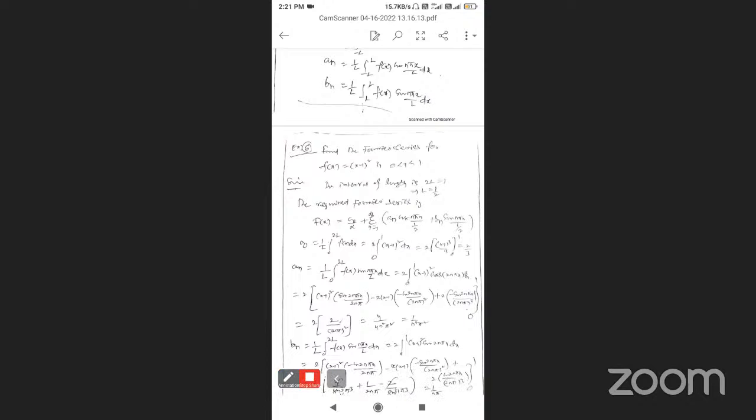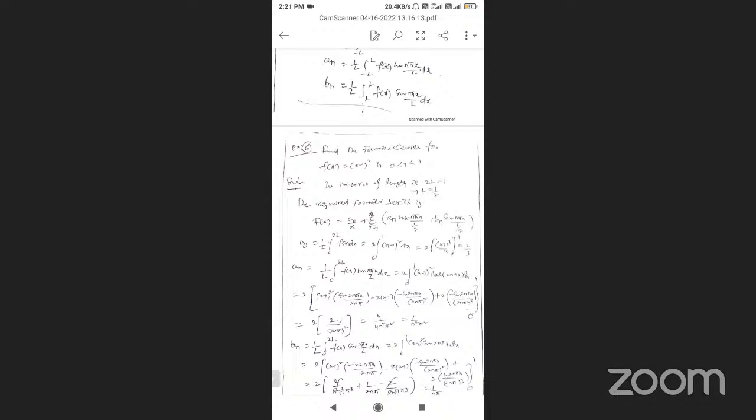Again the b n value. b n value is 1 by L integration 0 to 2L f of x into sin n pi x by L. 2 times integration 0 to 1 of x minus 1 whole square into sin 2 n pi x into dx. Same thing: 2 times x minus 1 whole square into minus cos 2 n pi x by 2 n pi, minus 2 times x minus 1 into minus sin 2 n pi x by 2 n pi whole square, plus 2 times. And alternate terms: positive, negative, positive. First time negative will be there.